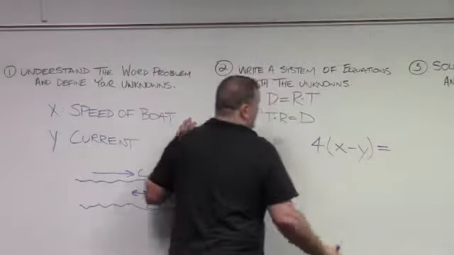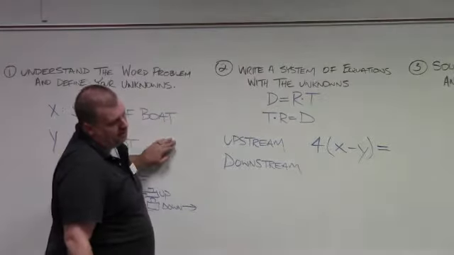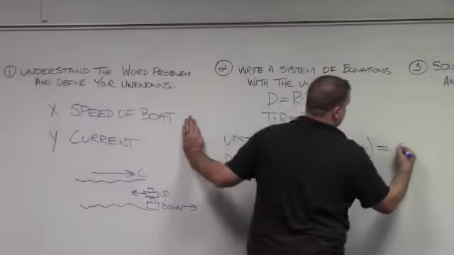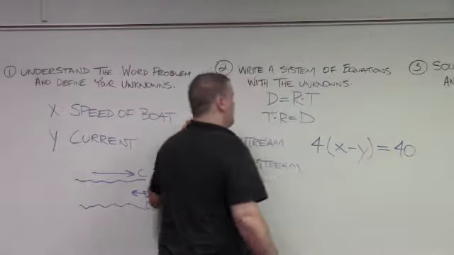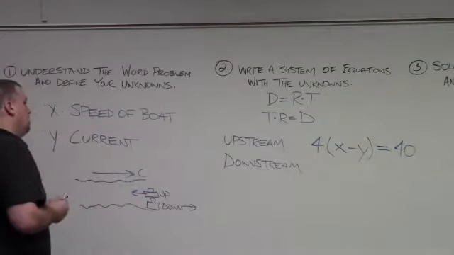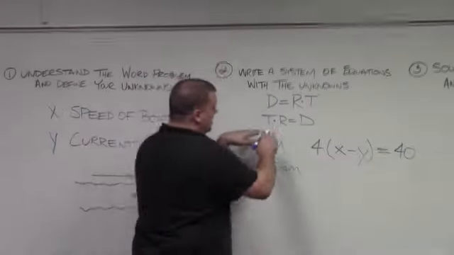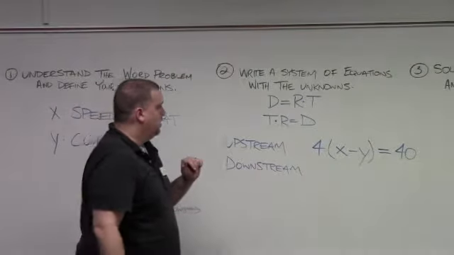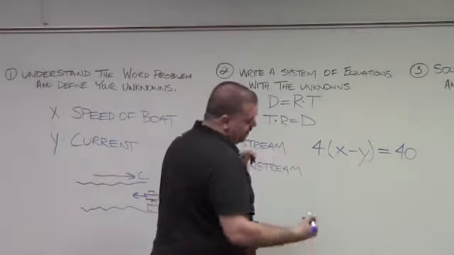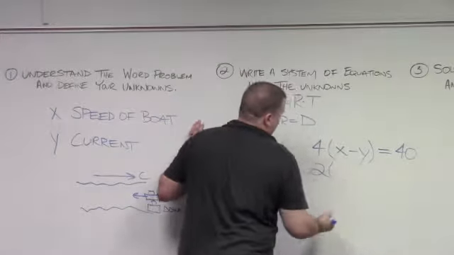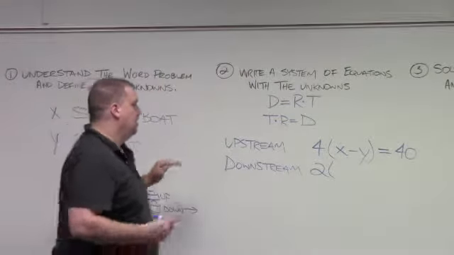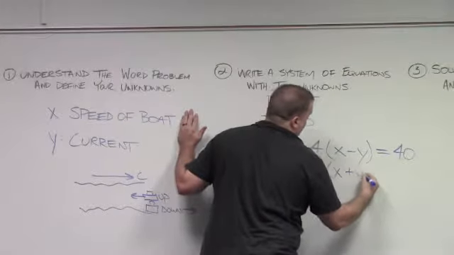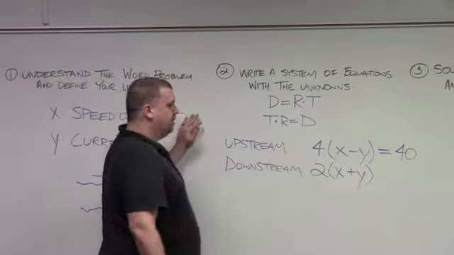And that's going to be equal to the distance, which in this case, how far does the boat travel? 40 miles. So downstream, using the same relationship, time times rate equals distance. How long did it take going downstream? 2 hours, right? So if they're going against each other, it's x minus y. If they're going in the same direction, it would have to be x plus y. The current is actually adding to the speed of the boat.